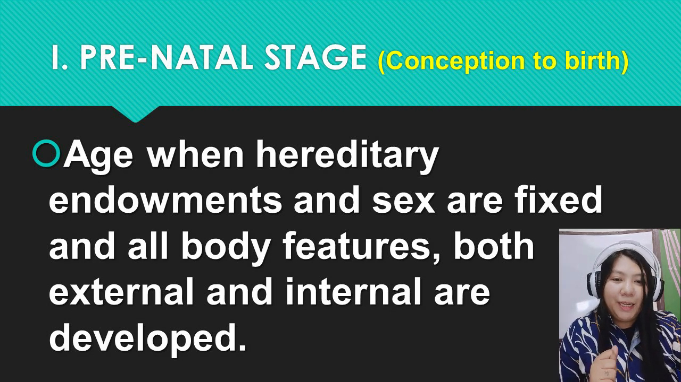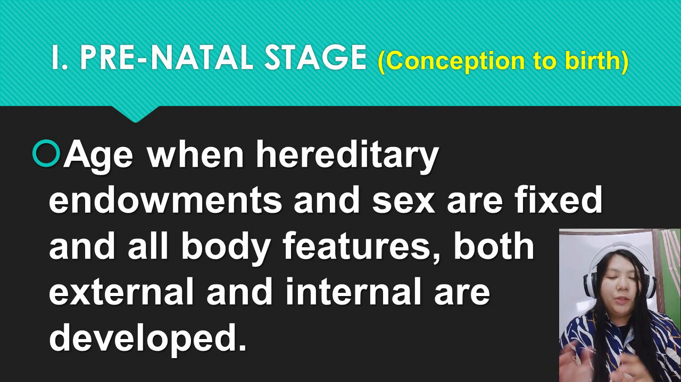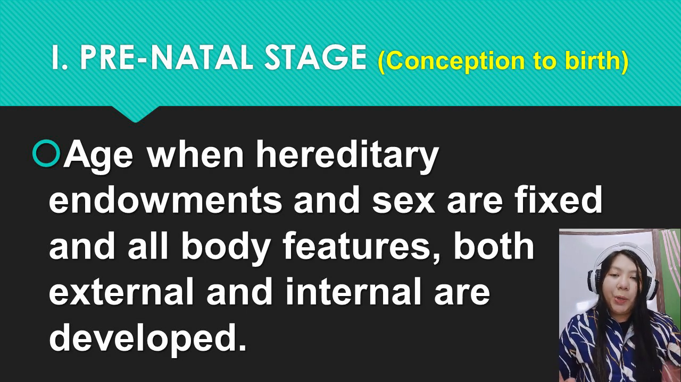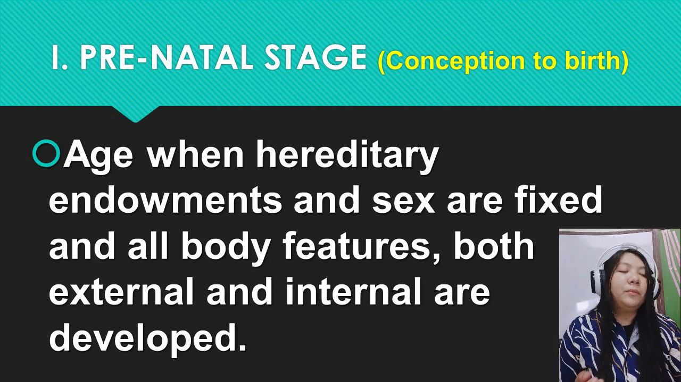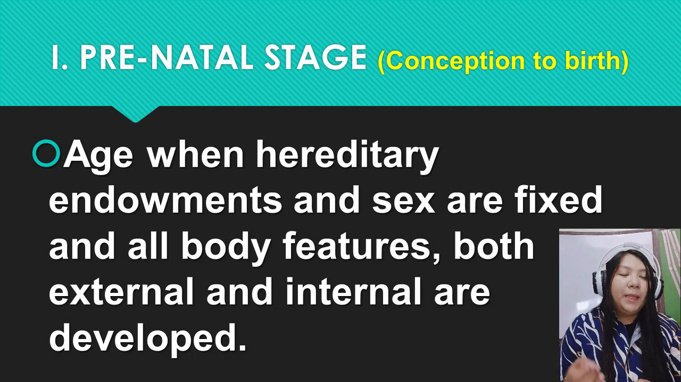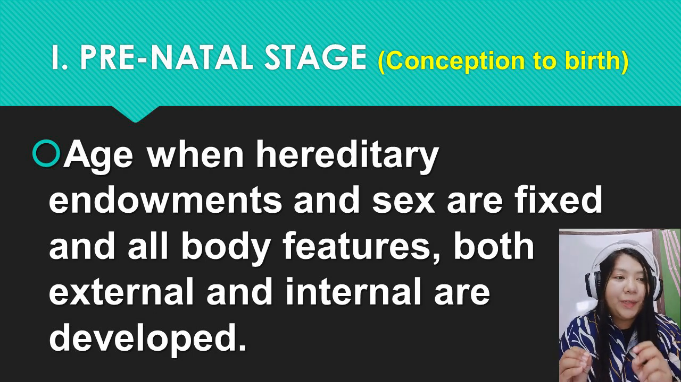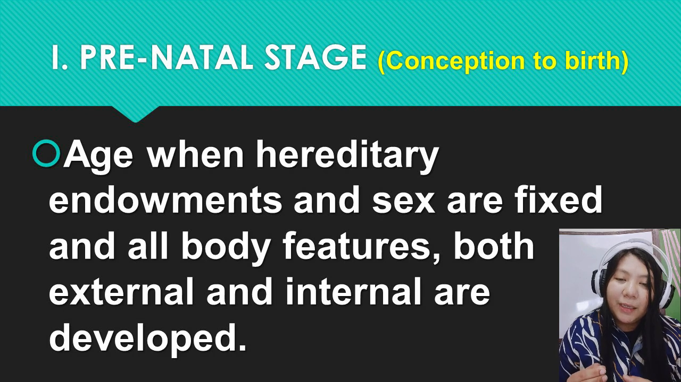The first stage is prenatal. It is from conception to birth. When we say conception, it is the moment that you are still inside the womb of your mother, up to birth. So what happens during that stage? It is the age when hereditary endowments and sex are fixed, and all body features, both external and internal, are developed.